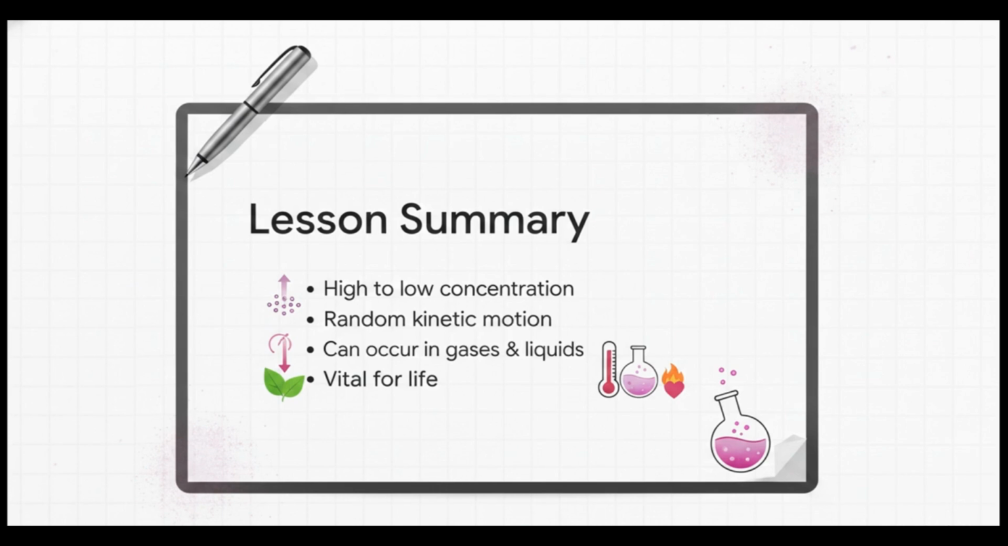All right, let's do a quick recap of our essential lab notes to make sure you're totally prepped to tackle those common exam questions. Remember these 5 core takeaways. Number 1, diffusion is always a net movement from high to low concentration. 2, it's driven entirely by random kinetic motion. 3, it happens in both gases and liquids, though way faster in gases. 4, you can speed the whole thing up with high heat, a large concentration difference, or smaller particle size. And 5, it is absolutely vital for sustaining life.